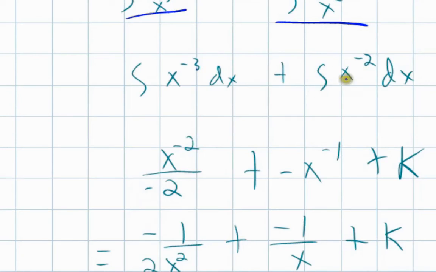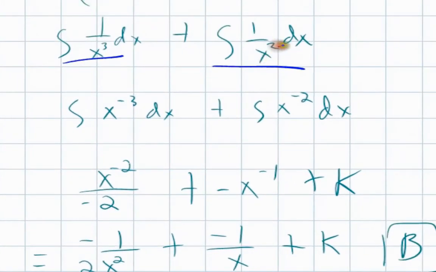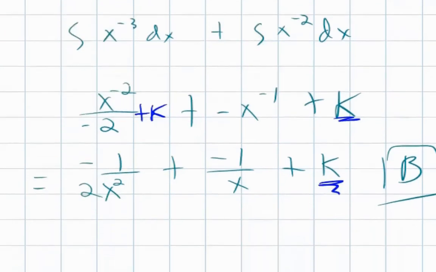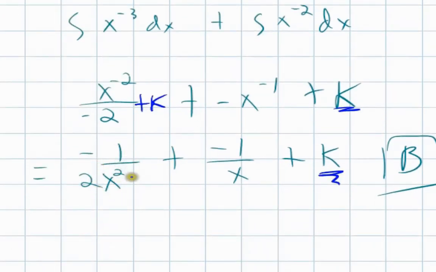And then over here, I took the same idea. I said 1 over x squared is the same as saying x to the negative 2. To get the integral of that, I would get negative x to the negative 1. And I'm remembering to add plus k at the end to stand in for both of them. So I technically should also have a plus k here, but they combine into one k, and that's why I only wrote it once. Anyway, I'm left with negative 1 over 2x squared plus negative 1 over x plus k.